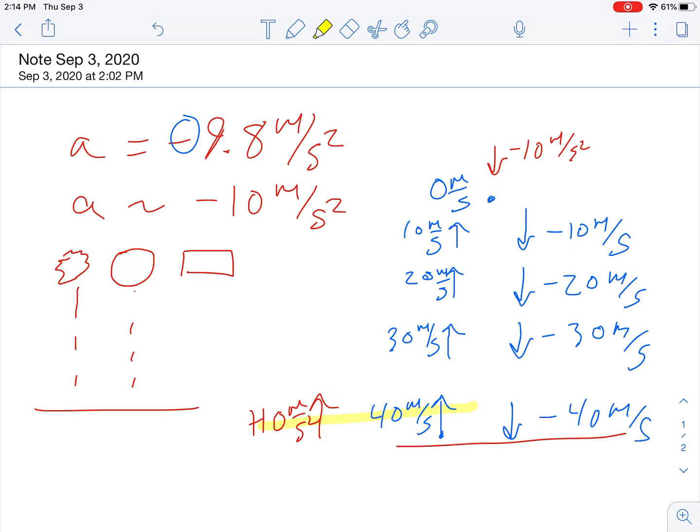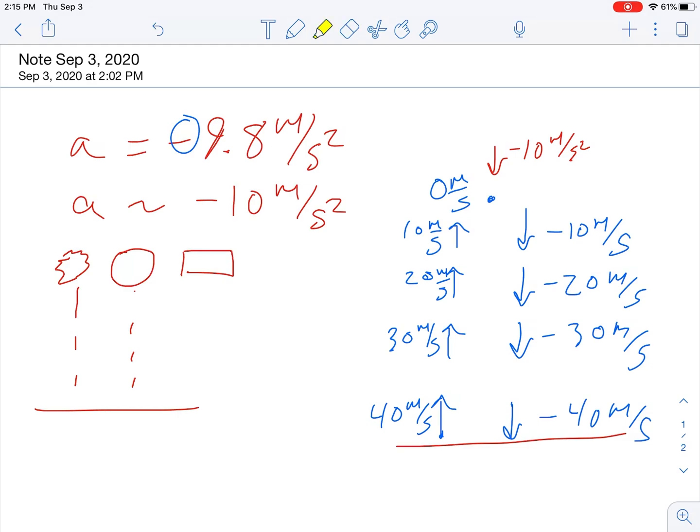it would make it increase. So in 1 second, instead of going 40, it would go 50, and then it would go 60, and then 70. So it would never reach an apex. It would just go faster and faster and faster as the object rises. But that's not how gravity works. Gravity points down the whole time, which means that it slows the object down on the way up, and then it speeds the object up on the way down.